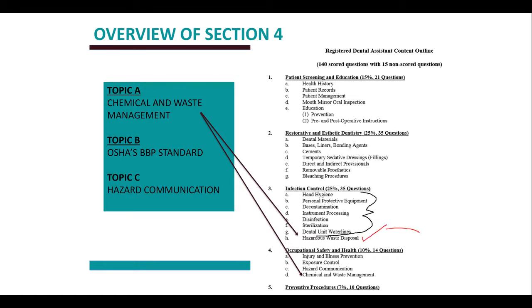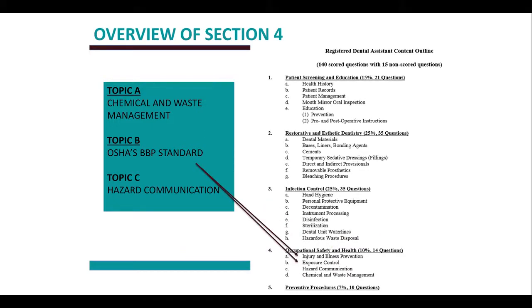But if you look down here under occupational safety and health to chemical and waste management, it is really the same thing. And after looking at their more extensive exam plan, I did not see anything particular to the topic up here in infection control that wasn't covered down here in occupational safety and health. So I merged those 2 sections together, just calling it chemical and waste management. And I moved it up to A because to me, this information is foundational to the other 2 topics we need to cover.